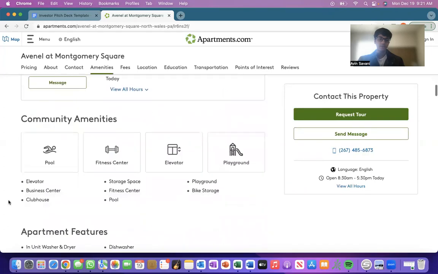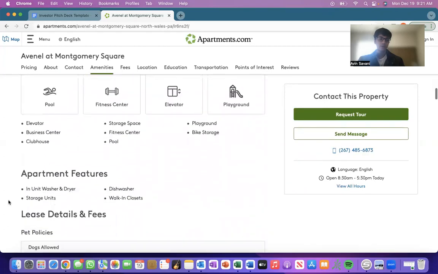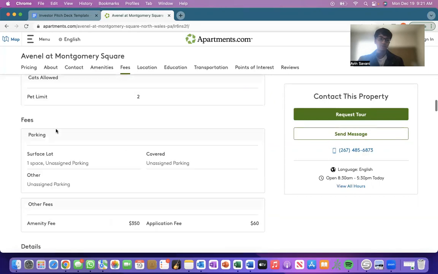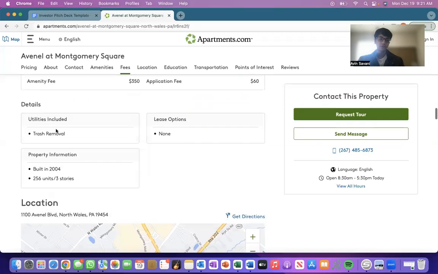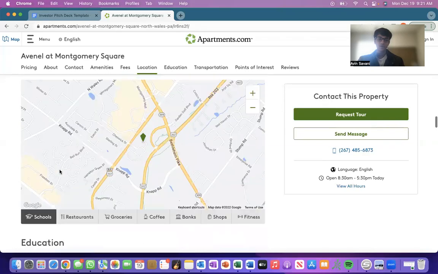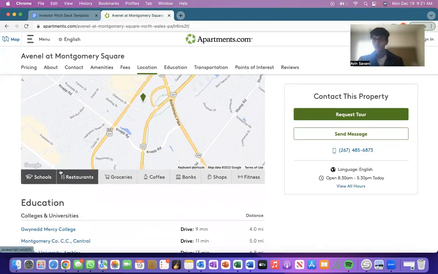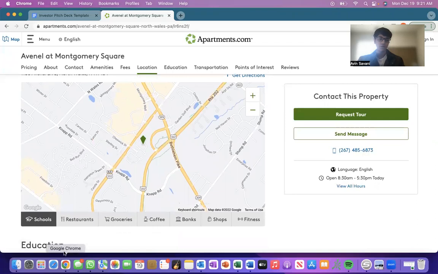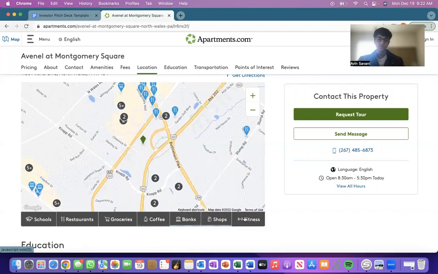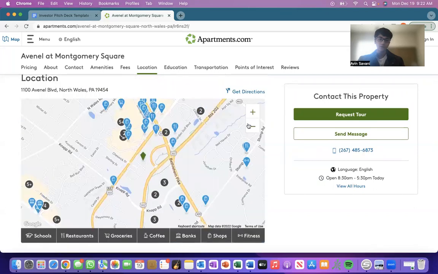And then, yep, awesome. So features, lease details, fees involved, other details, right? The location. See, this is kind of going above and beyond. This is a lot. This is really good. So they have all the schools in the area. You can picture the restaurants, the grocery shops, coffee shops, banks, shops, fitness, all of that.